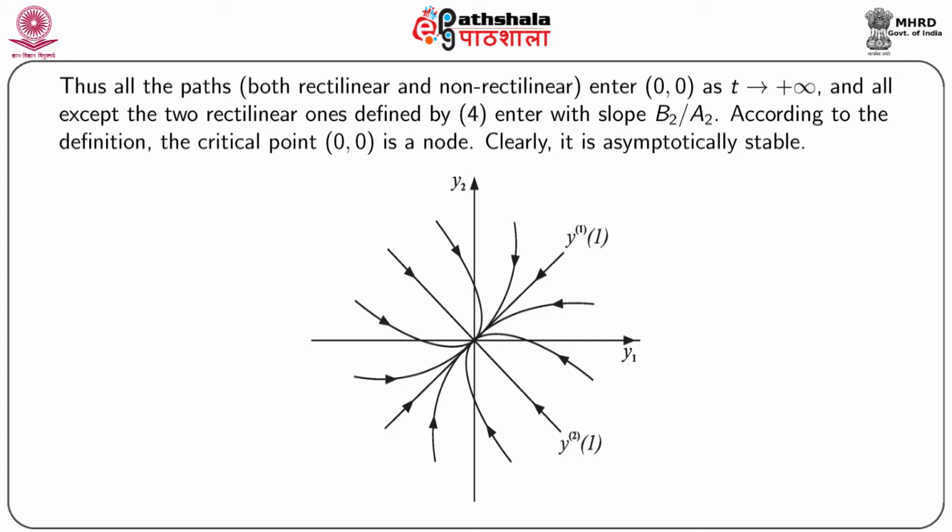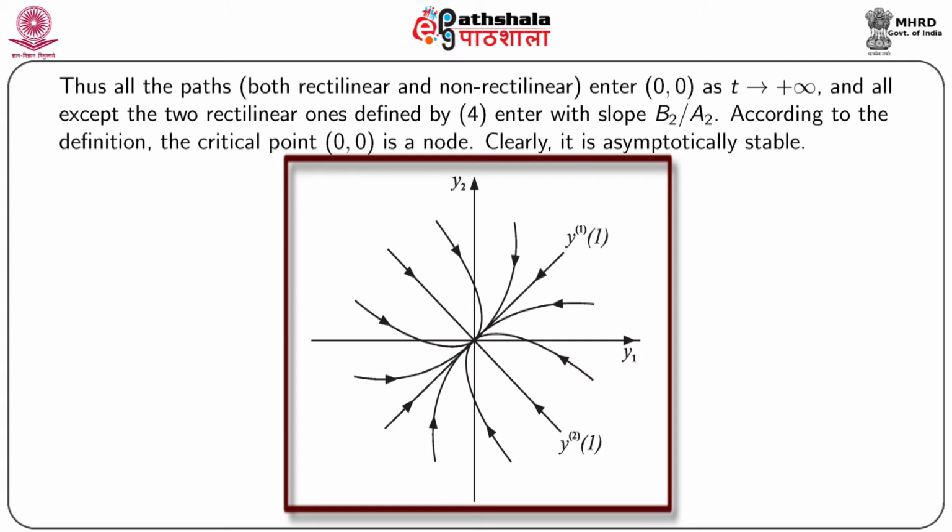Now, if lambda 1 and lambda 2 are both positive and we take lambda 1 greater than lambda 2 greater than 0, we see that the general solution of 1 is still in the form 3, and the particular solutions of the form 4 and 5 still exist. The situation is the same as before, except all the paths approach and enter (0,0) as t tends to minus infinity. The critical point (0,0) is still a node, but in this case it is unstable. And please note, since the node is unstable, all the arrows here are moving away from the origin.